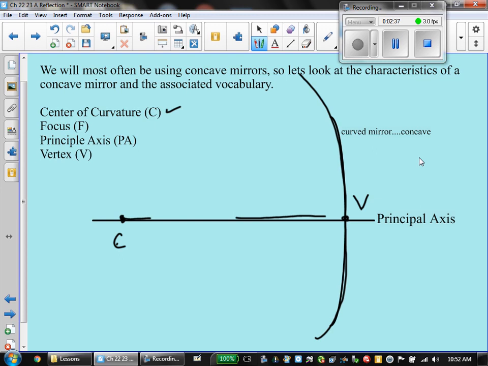At a point exactly halfway between the center of curvature and the vertex is the focus. And I'm sure you've heard about the focus point of a camera or a lens or something. But here we have the focus, or the focal point. And it turns out that CF is exactly half of CV. So in other words, this segment right here and this segment right here are the exact same length. Or in other words, F is exactly in between C and V. And that's only because it's spherical. So these are some key points that we're going to use for our ray diagrams.